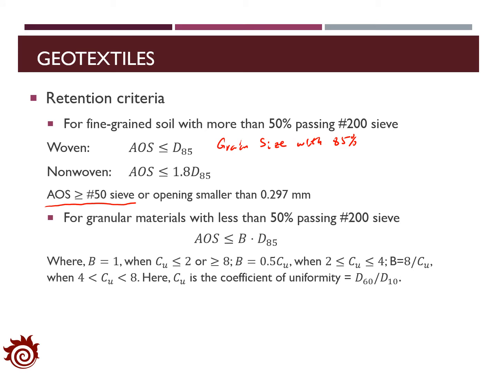While for granular materials with less than 50% passing number 200 sieve, AOS should be less than B times D85. Here B is a constant coefficient, and B equals 1 when Cu is less than 2 or higher than 8, B equals 0.5 times Cu when Cu is between 2 and 4, and B equals 8 divided by Cu when Cu is between 4 and 8. And here Cu is defined as the coefficient of uniformity, which is D60 over D10. That represents the grain size at the two different percentages.